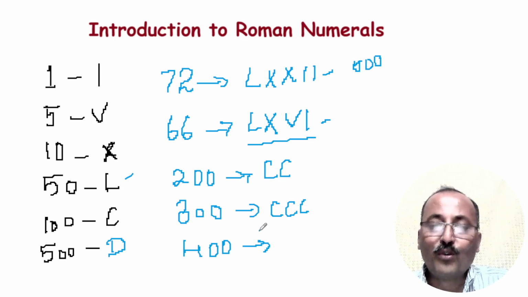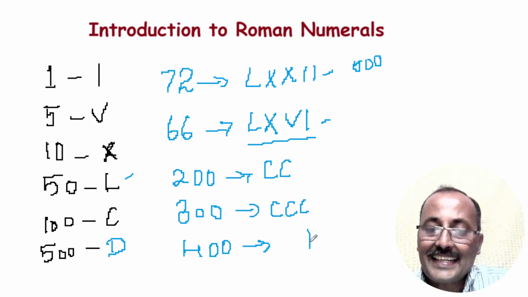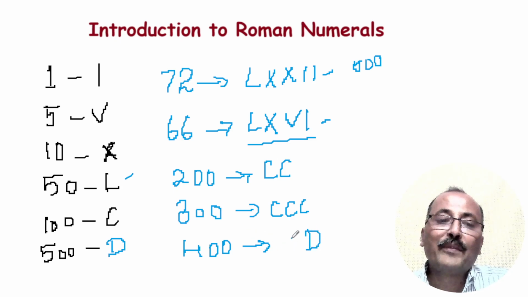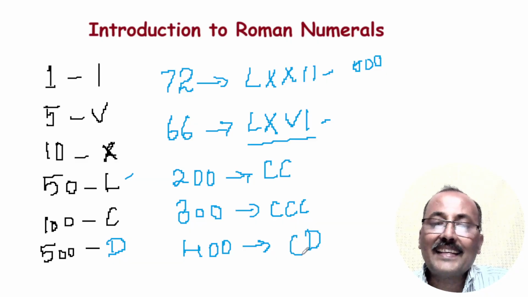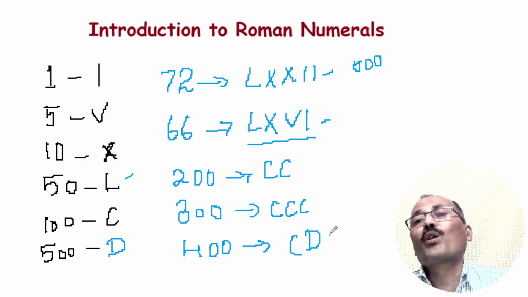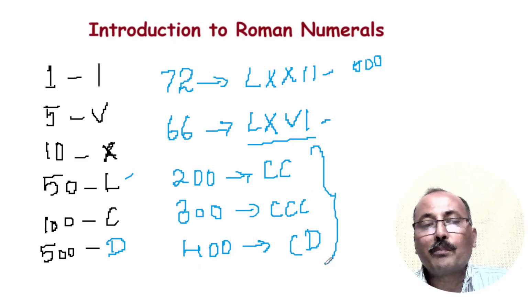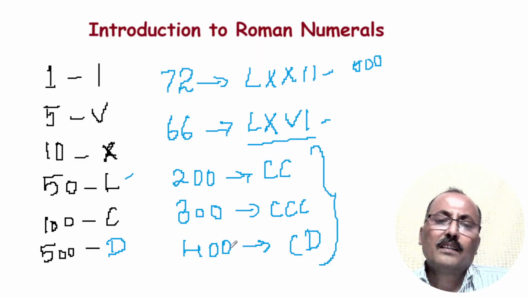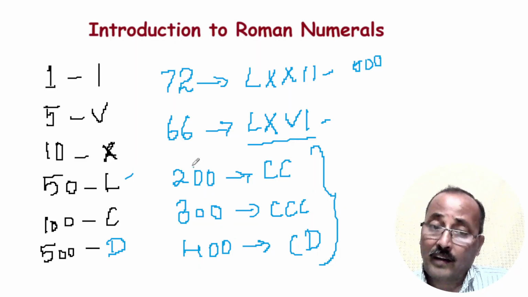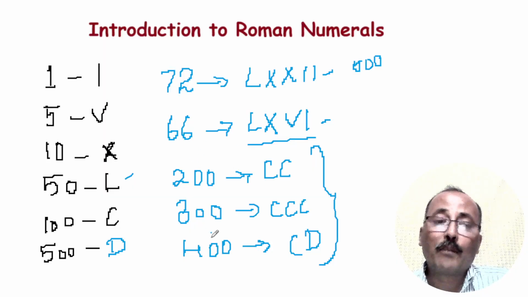Okay, now what they would have done? D is for 500, and before that, if you put C, CD, that will become 400. Now you can write any number between these three. Yes or not? Not only this one, 100 above, below 500, up to 500.